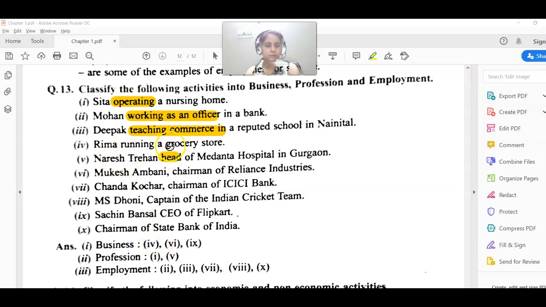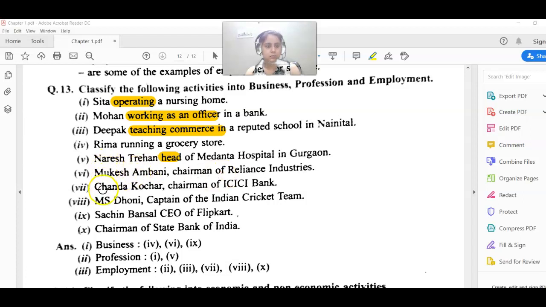Fourth. Naresh Trehan, head of Medanta Hospital in Gurgaon. So it's a head. That means he is a doctor. He has those professional skills. Fifth, profession. Mukesh Ambani, chairman. Chairman, then he must be Mukesh Ambani. We know that it's a business. Chairman of Reliance Industries. Okay.